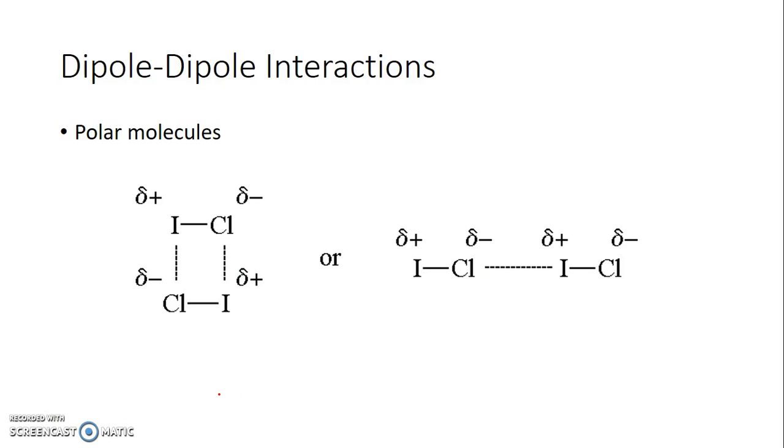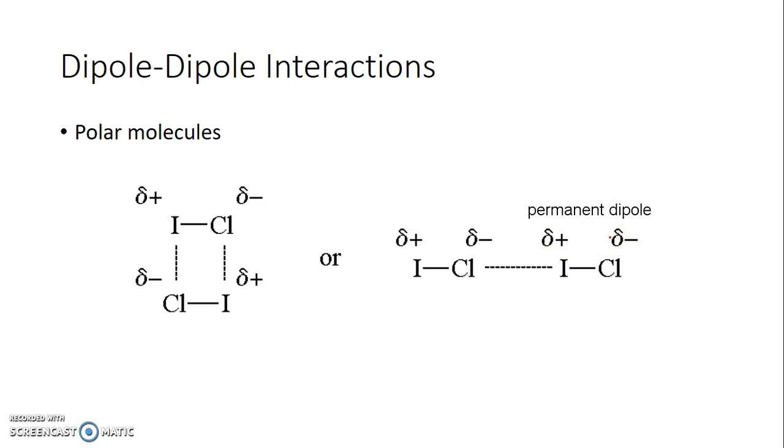The next type of intermolecular force is called dipole-dipole interactions, and this occurs between polar molecules. So if I have two molecules that I know are polar, the force of attraction between them is called dipole-dipole. So basically what happens is the negative end of one molecule is attracted to the positive end of another molecule. So ICl, very similar to HCl, I is positive, Cl is negative. So I have this force of attraction between the slightly positive and slightly negative ends. Likewise, if they're next to each other, the slightly negative end of this molecule is attracted to the slightly positive end of that molecule. So this force of attraction is stronger than dispersion forces because this partial positive and partial negative is permanent.